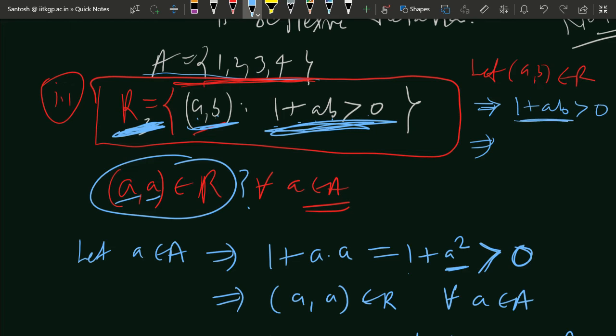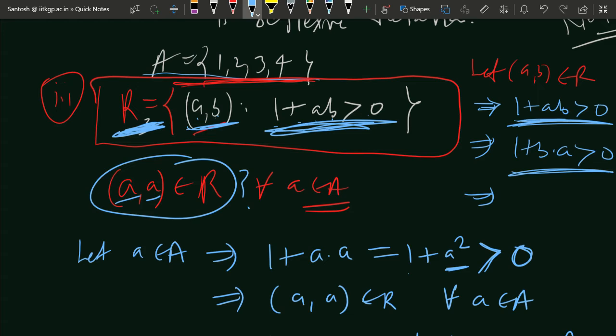So 1 plus AB is the same as 1 plus BA, because we know the mathematical rule: A into B will produce the same as B into A. They are not different. AB and BA are the same in mathematics. So 1 plus AB and 1 plus BA both are the same, so that is more than 0. Writing this and writing this are the same thing.